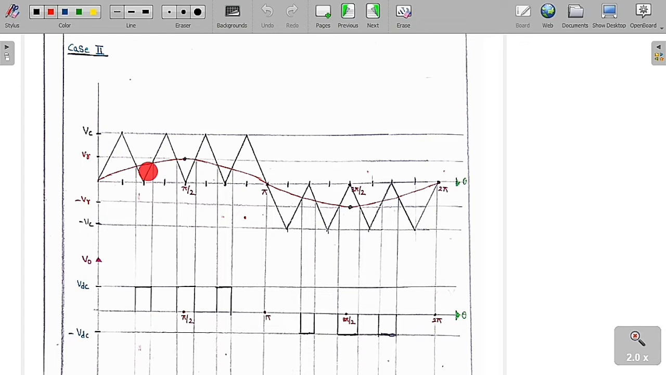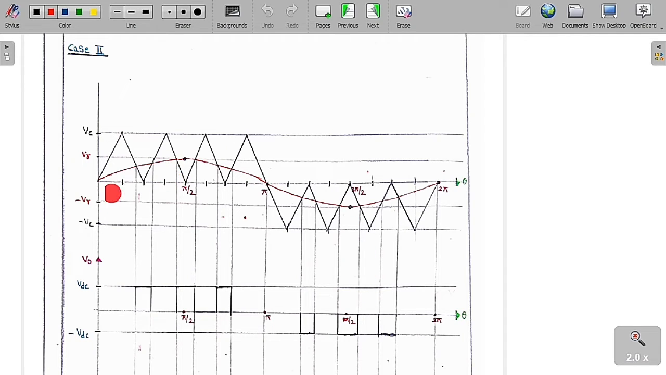I have already told you, whenever the reference signal is greater than the carrier signal, you have to generate a plus VDC. Here also the reference signal is greater than the carrier signal, so we are going to trigger, and we get plus VDC. Here also we are going to get a plus VDC. Whereas here the reference signal is greater than the carrier signal in the negative pulse, so we are going to trigger S3, S4. Therefore V0 is equal to minus VDC. Again at this point and this point, in this range and this range, only on these regions the reference signal is greater than the carrier signal. So we have to trigger S3, S4, and therefore V0 is equal to minus VDC.